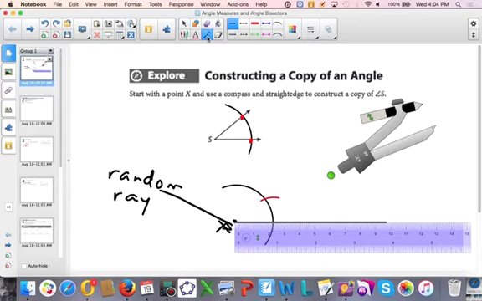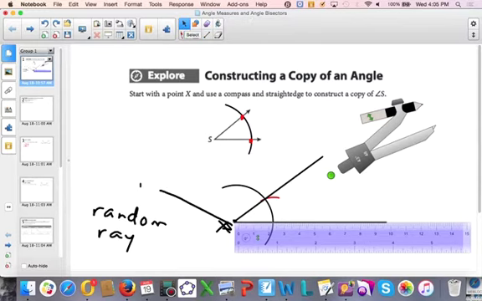Now I have a very specific ray that I'm drawing, which goes from this vertex to the intersection of that red arc and black arc. And so now, angle X is the same measure as angle S.